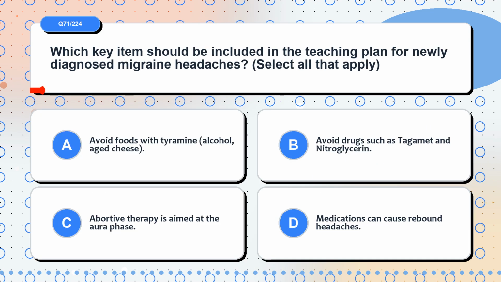Question 71. Which key item should be included in the teaching plan for newly diagnosed migraine headaches? Select all that apply. Here are the options. Option A, avoid foods with tyramine, alcohol, aged cheese. Option B, avoid drugs such as Tagamet and nitroglycerin. Option C, abortive therapy is aimed at the aura phase. Option D, medications can cause rebound headaches.